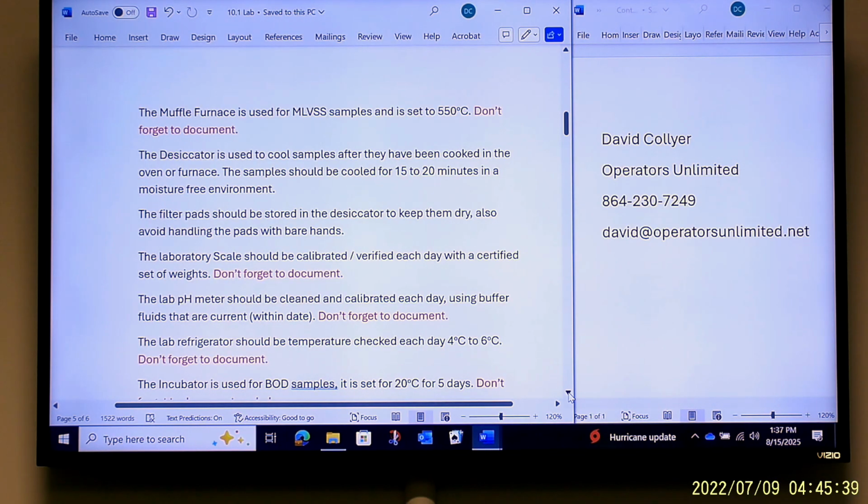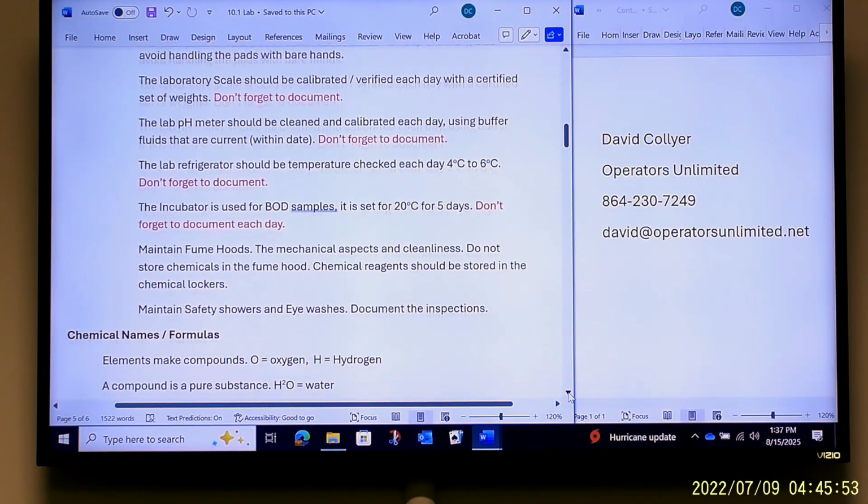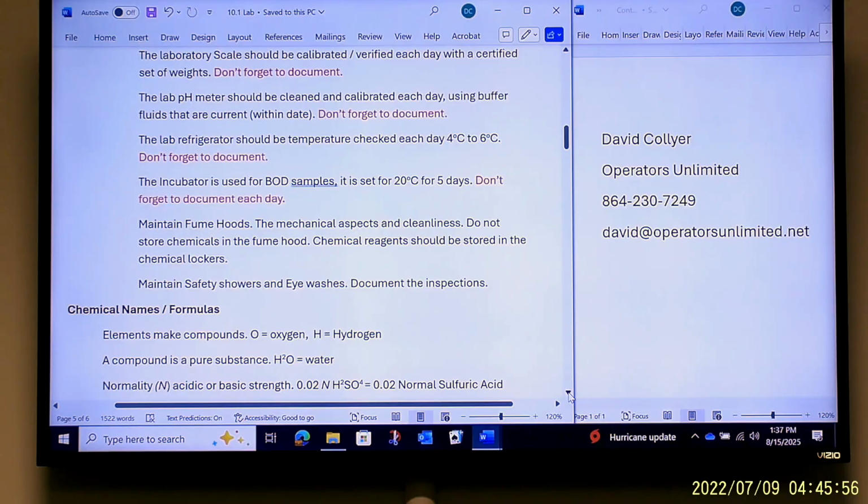The laboratory scales should be calibrated and/or verified each day with a certified set of weights. Don't forget to document. Lab pH meters should be cleaned and calibrated each day using buffer fluids that are current, within date. Again, document this. The lab refrigerator should be checked for its temperature each day and documented, 4 to 6 degrees Celsius.